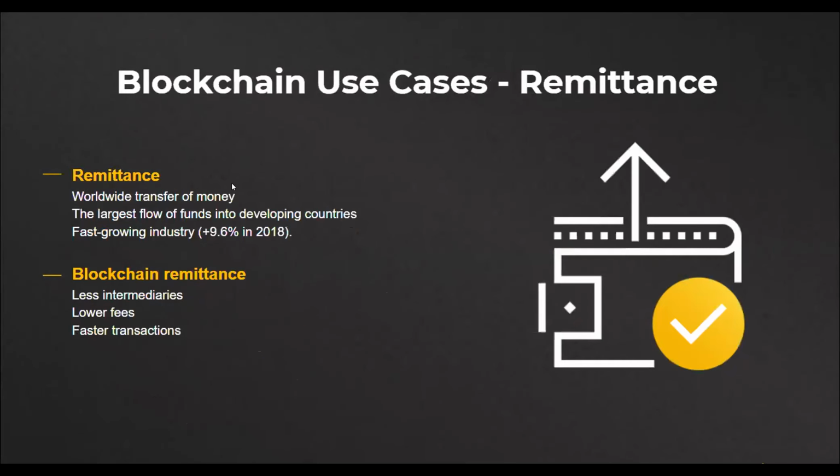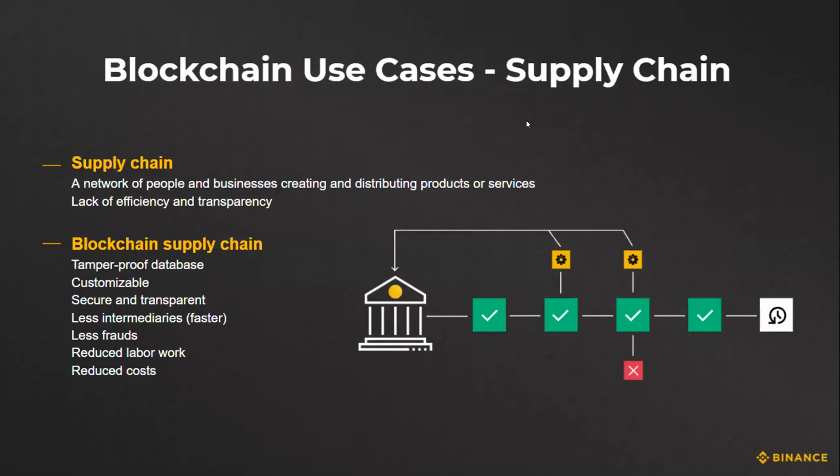All right, remittance. Blockchain remittance gives fewer intermediaries, and the more intermediaries there are, the more fees will be charged, which also makes it more expensive for people to send money. Lower fees and faster transactions. We've covered this already.